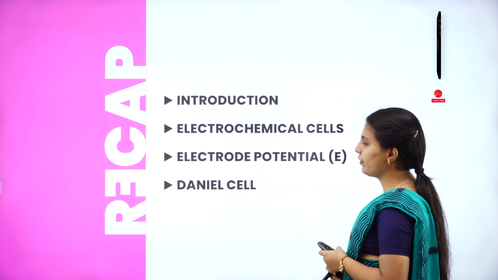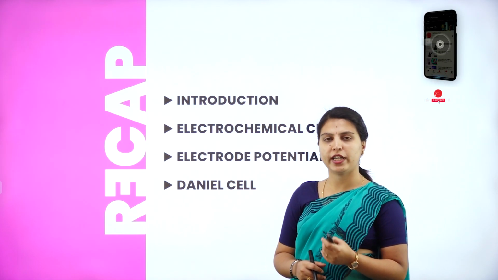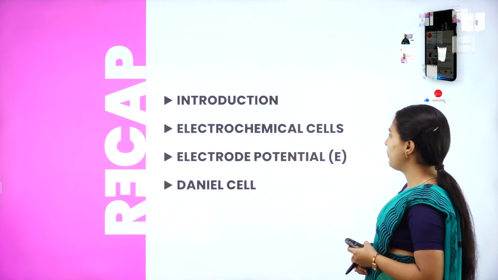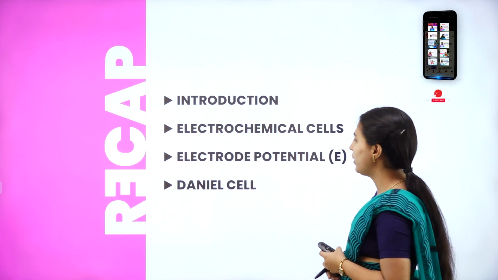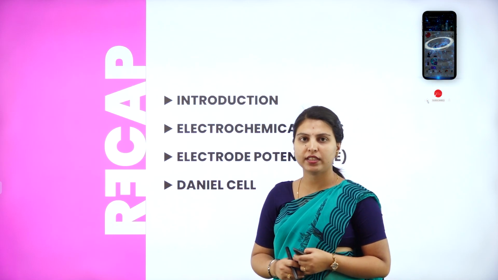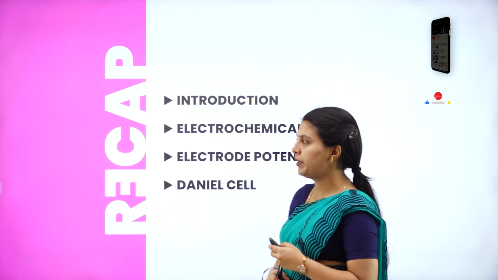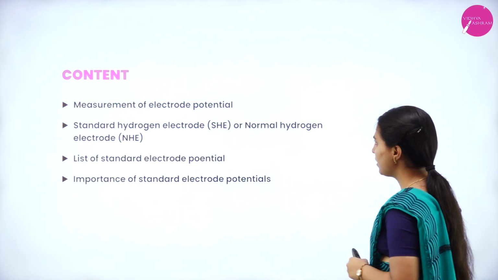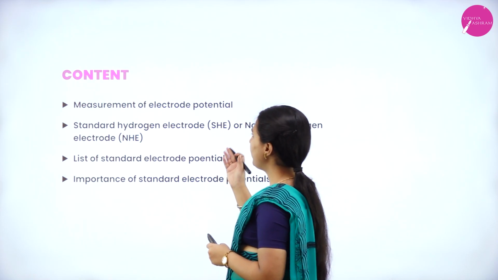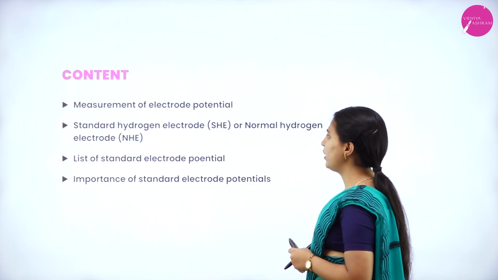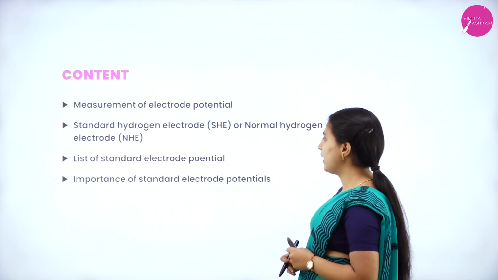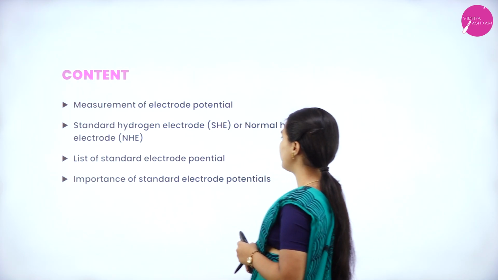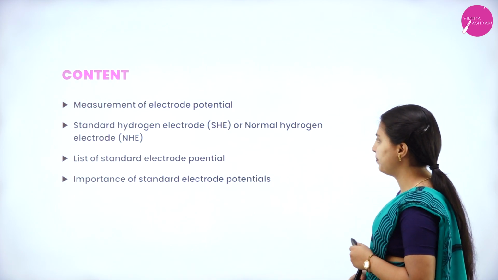In the previous session, we have discussed the introduction to electrochemistry, electrochemical cells, what is electrode potential, and also the Daniell cell. In today's session, we will discuss measurement of electrode potential, standard hydrogen electrode or normal hydrogen electrode, list of standard electrode potentials, and importance of standard electrode potential.